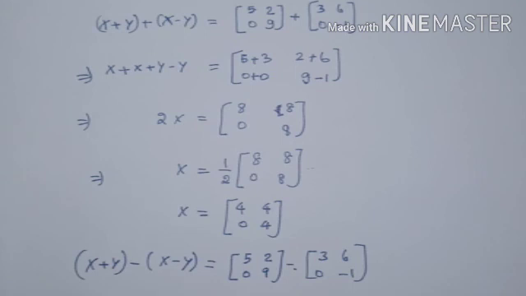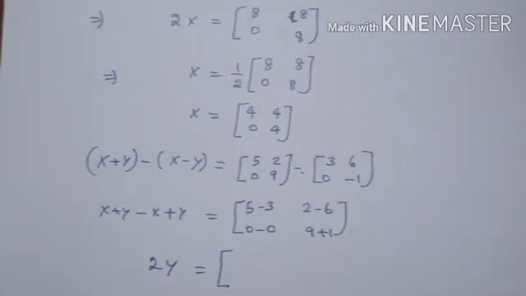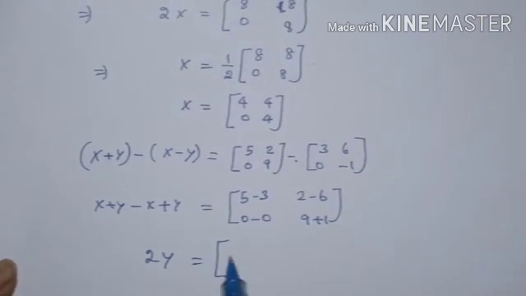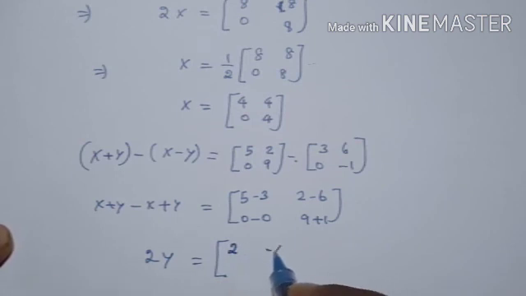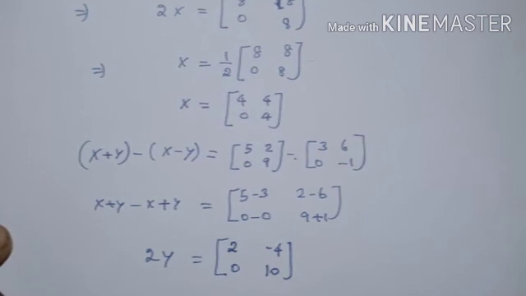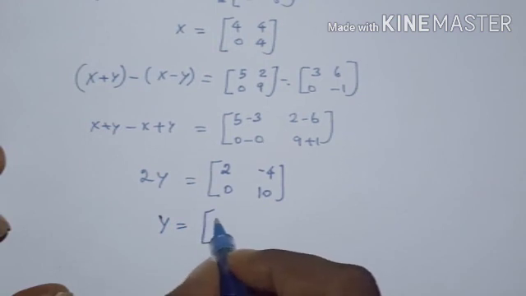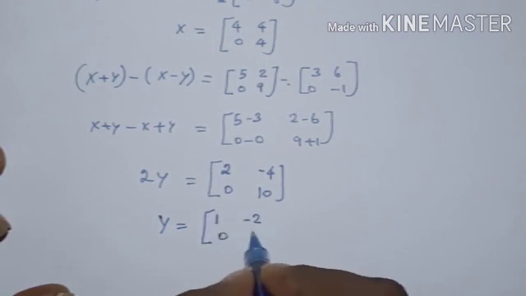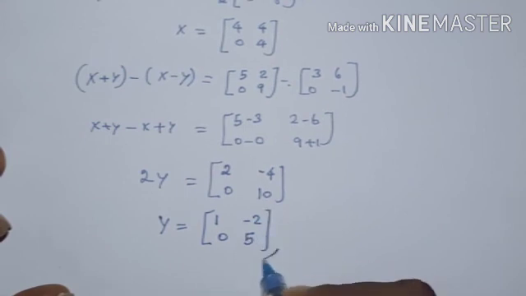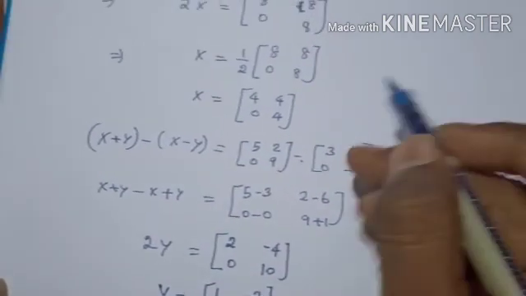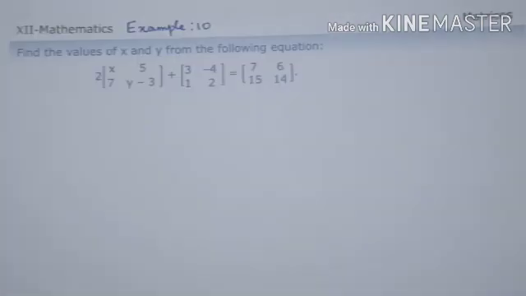Then 2y is equal to, 5 minus 3 is 2, then see, 2 minus 6 is minus 4, 0, 10. So when you divide this, we will get y is equal to 1 by 2 of [2 -4; 0 10], then you will get [1 -2; 0 5]. This is y. Already we found x.